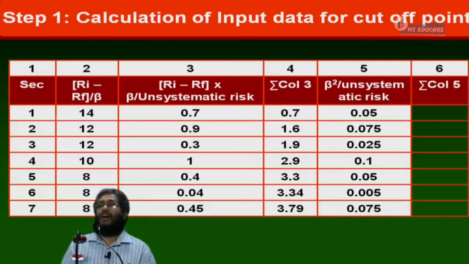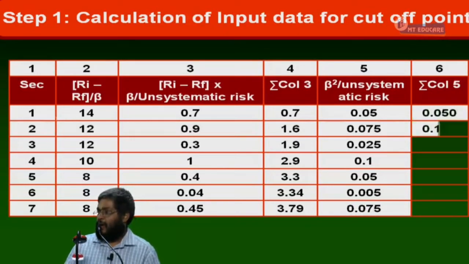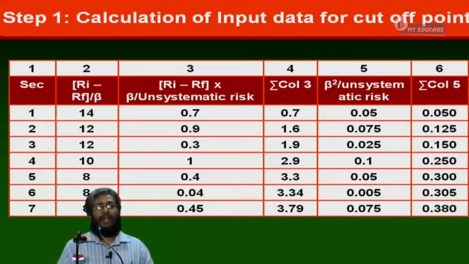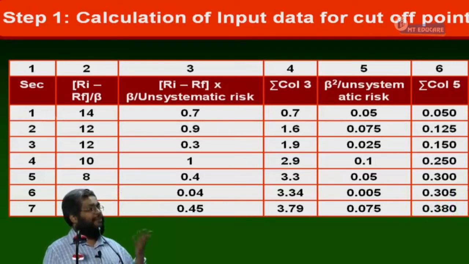Column 6 is sigma column 5. What is sigma column 5? 0.05, 0.125, 0.150, 0.250, 0.300, 0.305, 0.380. This is the table required to calculate the cutoff point. Is everybody following or not? Please copy this before you go for the next one.